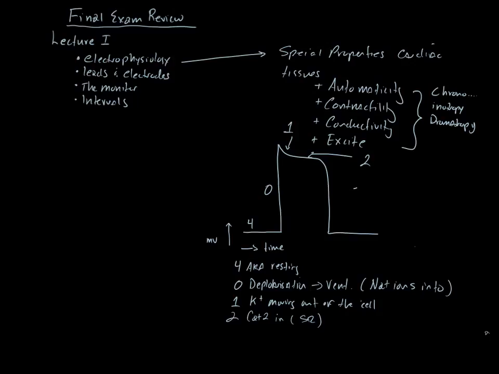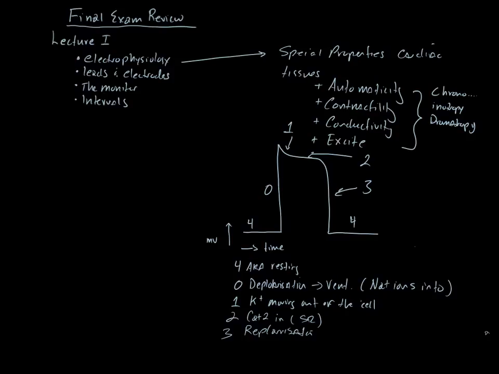And then I have this downslope here, which is phase 3. And what is phase 3 also known as? Repolarization. Good. Sodium potassium exchange, getting exposed. There we go. Good. Back to phase 4, the resting potential.